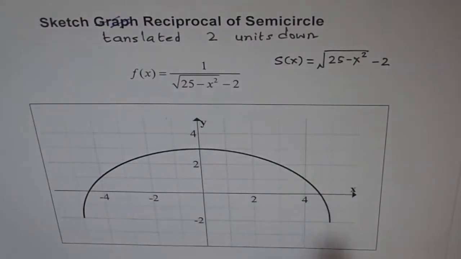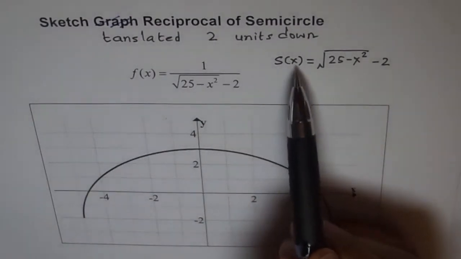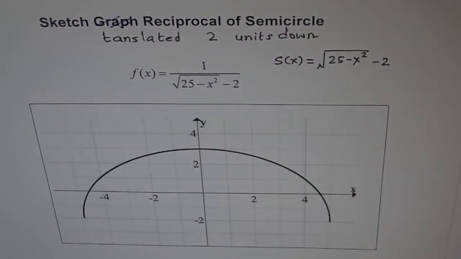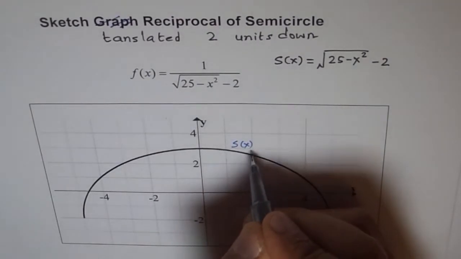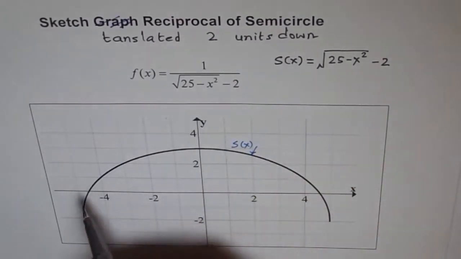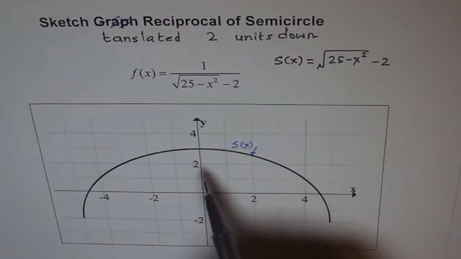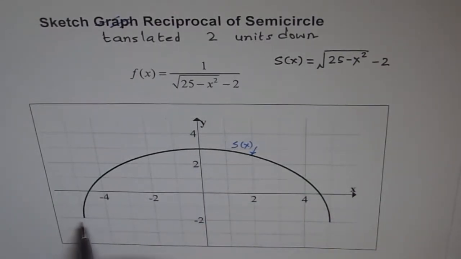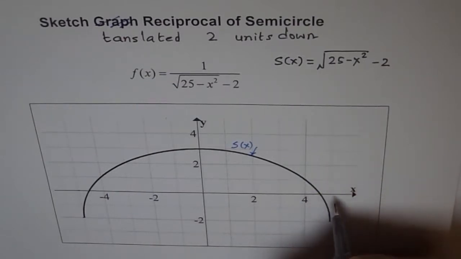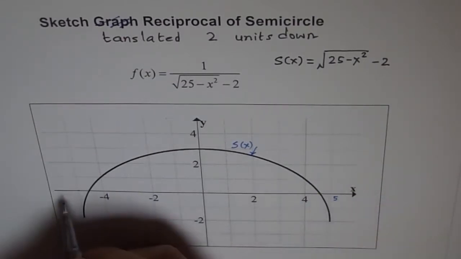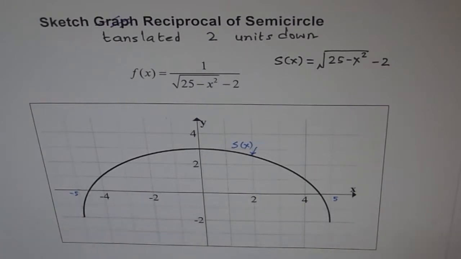And here I've shown you the graph of s of x. This is s of x, which is a semicircle translated 2 units down. So this point is minus 2, correct? And from here, this is minus 5 and this is plus 5, correct? So we can write this as 5 here and minus 5 here. So that is the function which we are dealing with now.